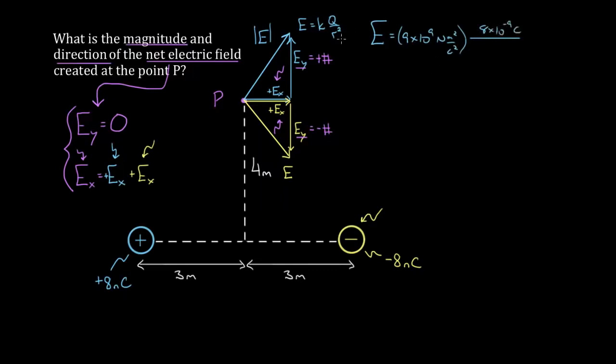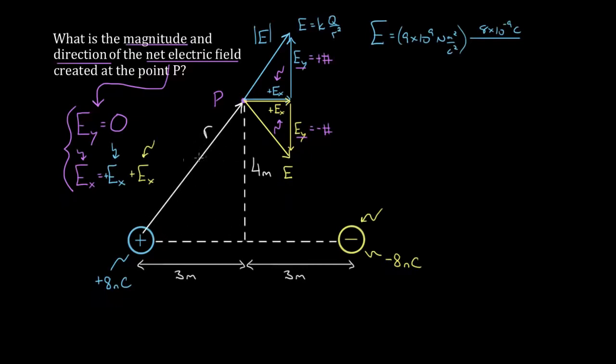And then we divide by the r squared, but what's the r in this case? It's not 4 or 3. Remember, the r in that electric field formula is always from the charge to the point you're trying to determine the electric field at. So r is this. This distance is r. So how do we figure out what this is? Well, we're kind of in luck.